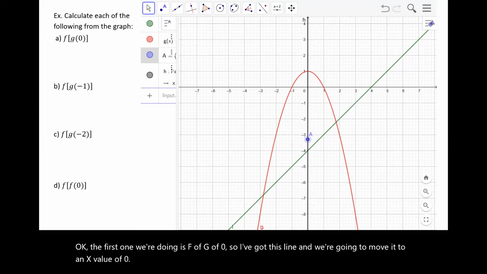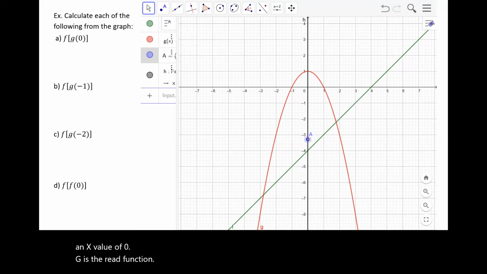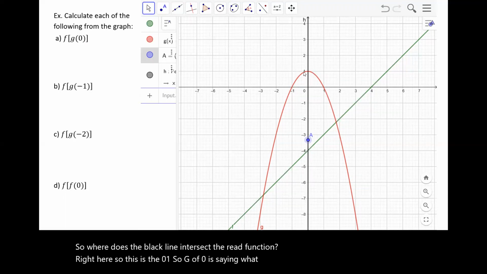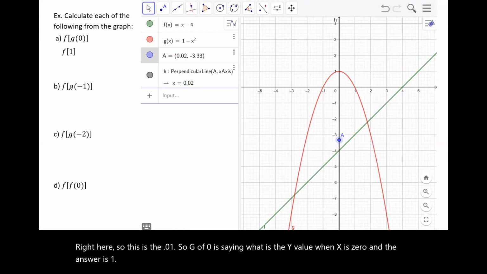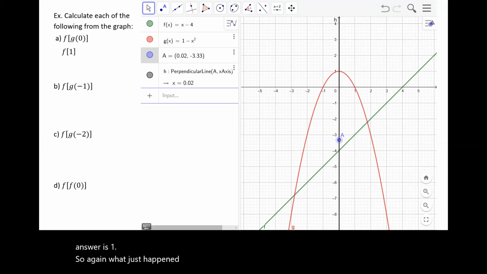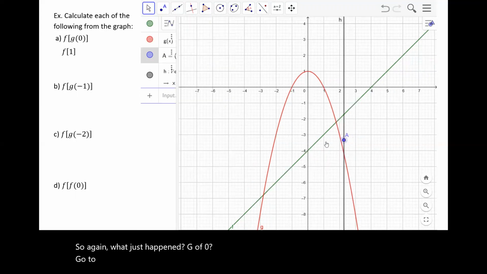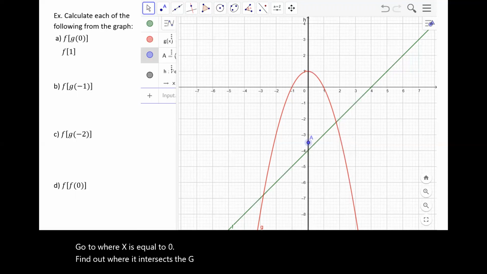g is the red function. So where does the black line intersect the red function? Right here. So this is the point 0, 1. So g of 0 is saying, what is the y value when x is 0? And the answer is 1. So again, what just happened? g of 0. Go to where x is equal to 0. Find out where it intersects the g function and read off the y value. So g of 0 is the same as 1.